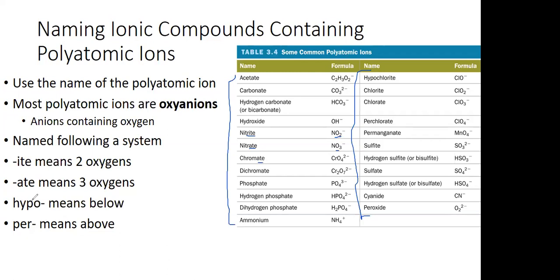But if you see something like hypochlorite, that's usually below ite. Hypo means below, like hypodermic needle is below your dermis or your skin. So if you're hypochlorite, that means you have one less oxygen than chlorite. So hypochlorite is ClO minus because chlorite is ClO2. Per means above. So if you're perchlorate, that means you're one oxygen above chlorate. Chlorate has three oxygens, so perchlorate has four oxygens.